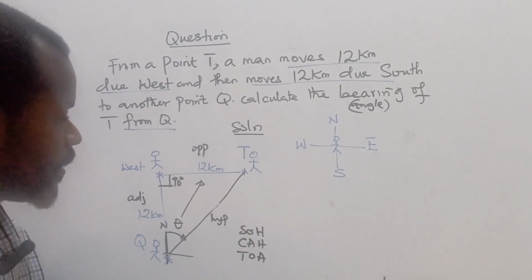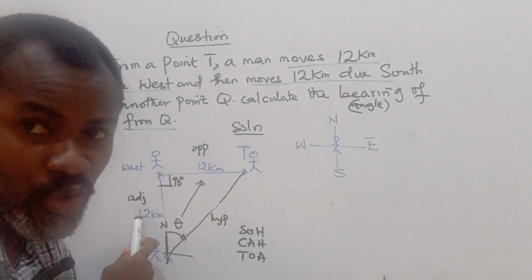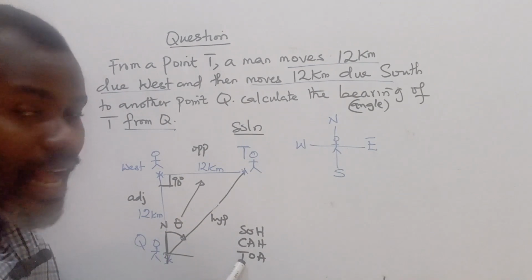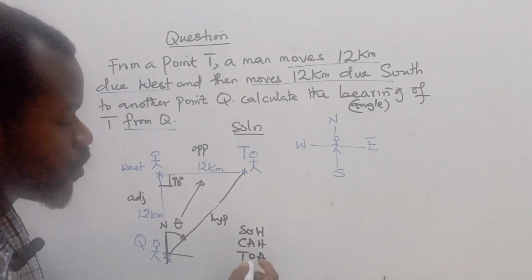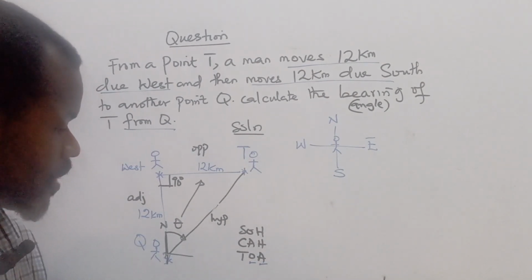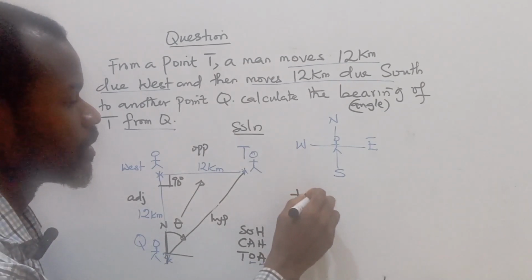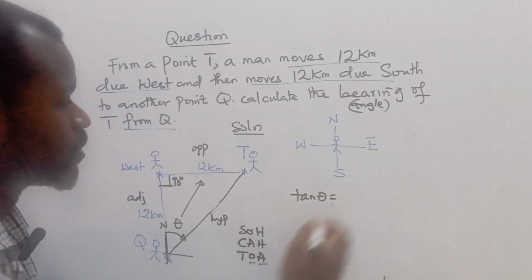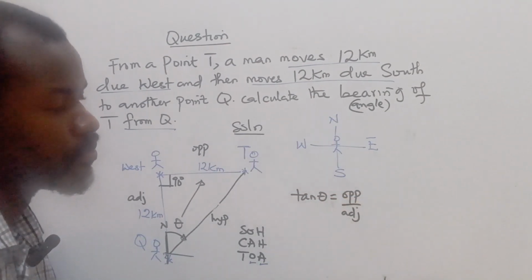I can see I have my opposite side, which is 12 kilometers, and my adjacent side, which is 12 kilometers. So tan is applicable in this case, since we have opposite and adjacent. To find this angle, we are simply going to say tan theta is equal to the opposite over the adjacent.